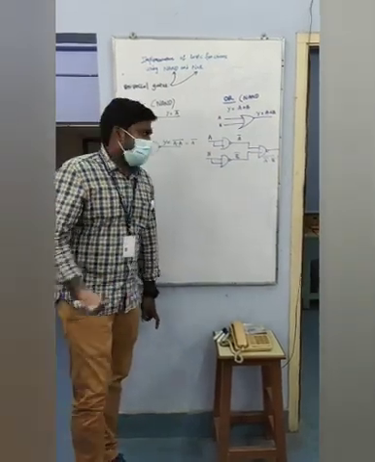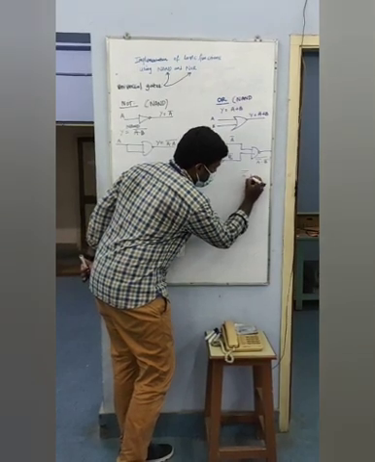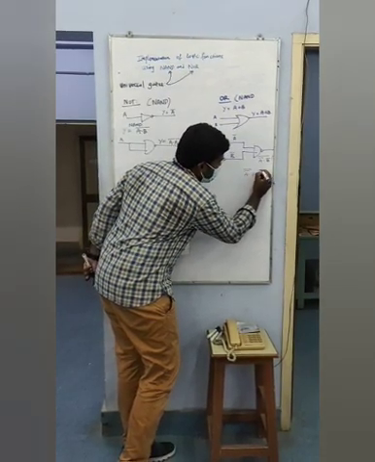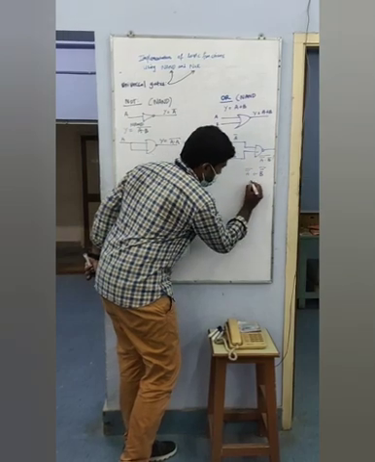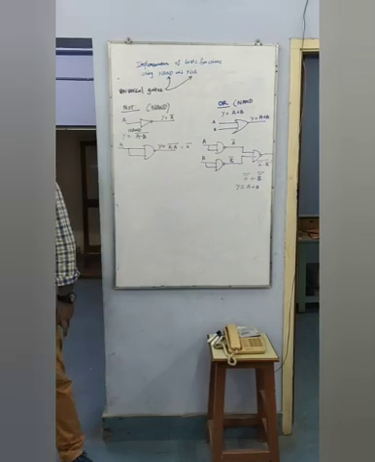Apply your De Morgan's law. What do you get? A bar bar plus B bar bar. So what is A bar bar? A. So A plus B. What is the output? A plus B. So we have obtained the required output.